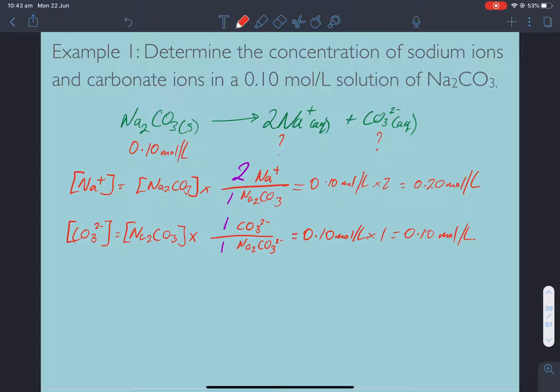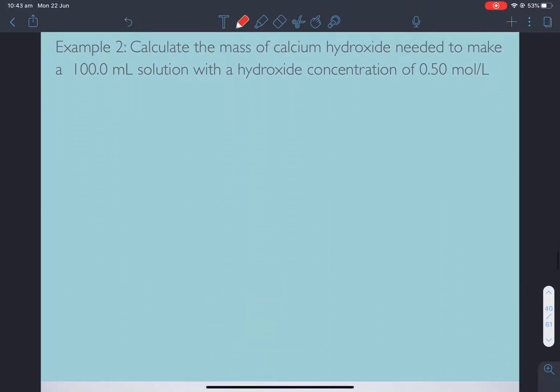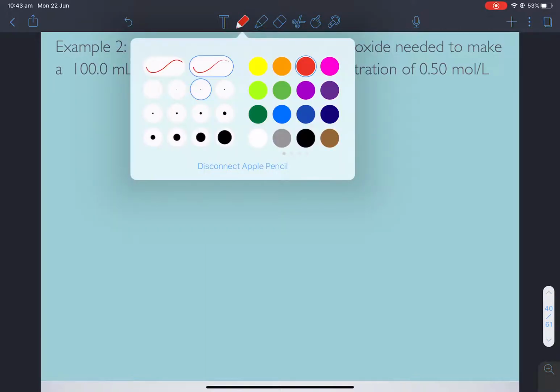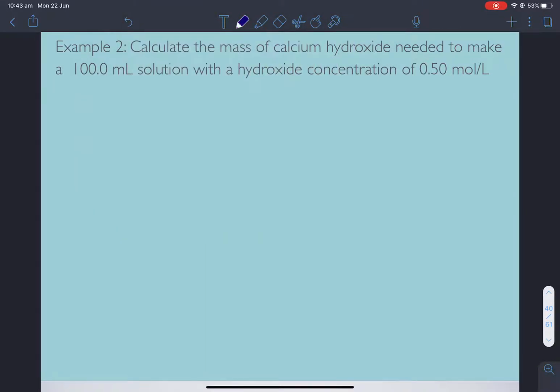We determined the two concentrations of the sodium ions and the carbonate ions. Let's do another problem. Okay, calculate the mass of calcium hydroxide needed to make a 100 ml solution with a hydroxide concentration of 0.50 moles per litre. Okay, so it's asking for a concentration of a certain ion. Alright, let's start with our calcium hydroxide. What's the formula for it?